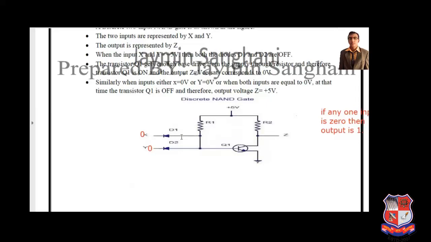Here 5 volts positive will be present and here 0, so the diode will be in forward bias, and all the current will flow through this diode only, and through the diode it is connected to ground. See, here it is known as ground. So this is the current flow direction. So here we cannot get any current.